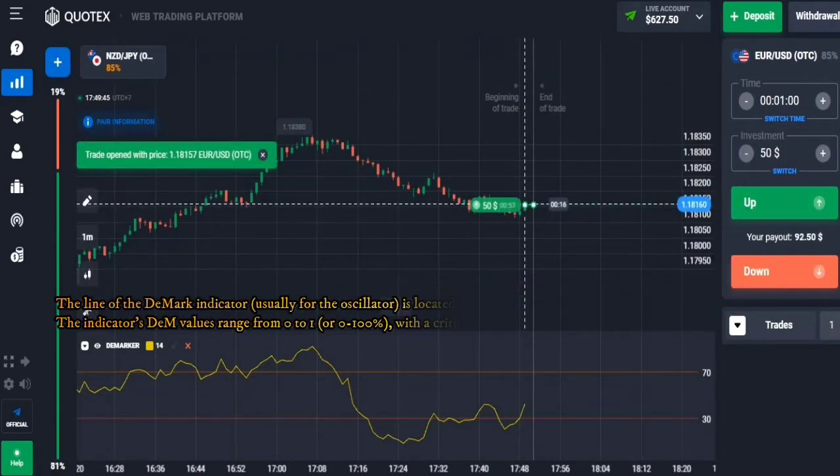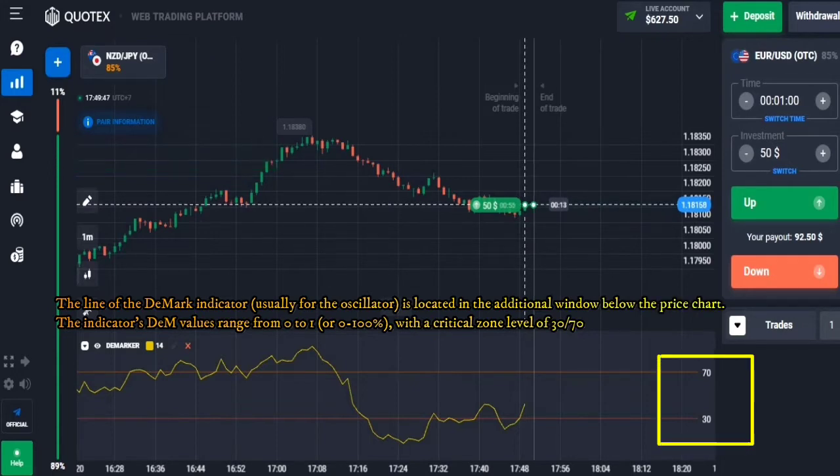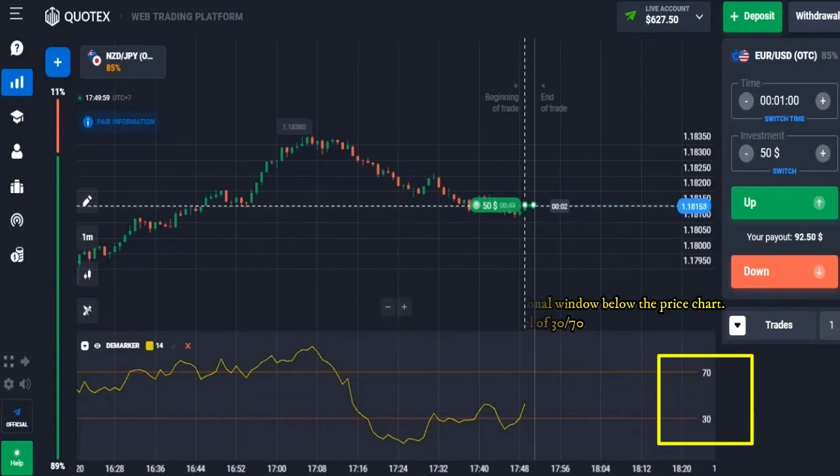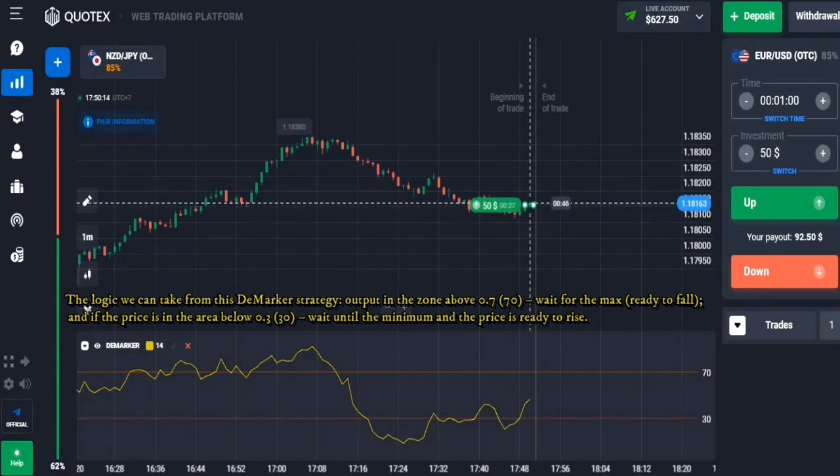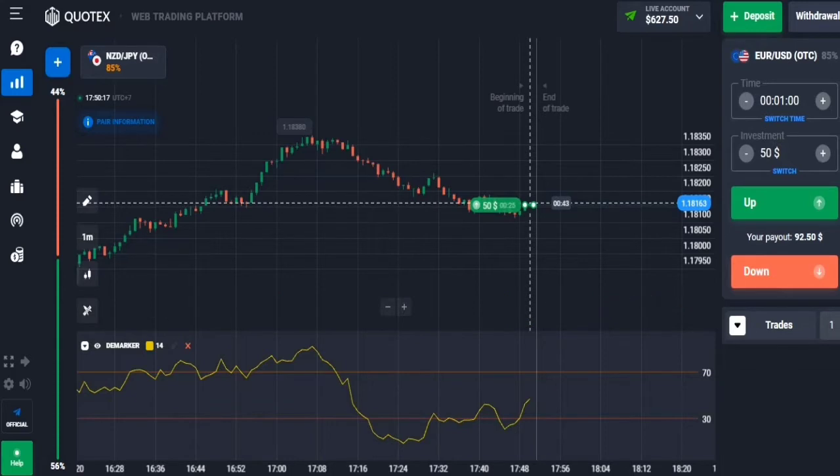The line of the DeMarker indicator, usually for the oscillator, is located in the additional window below the price chart. The indicator's DEM values range from 0 to 1, or 0 to 100%, with a critical zone level of 30 and 70. The logic we can take from this DeMarker strategy: if the price is in the zone above 0.70, wait for the maximum, ready to fall, and if the price is in the area below 0.30, wait until the minimum and the price is ready to rise.